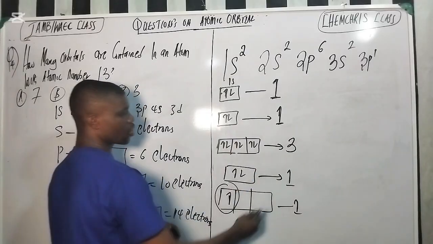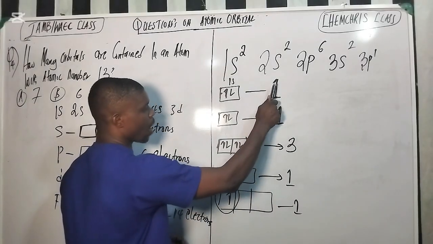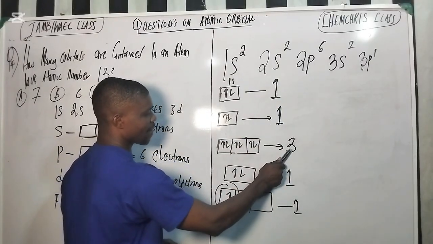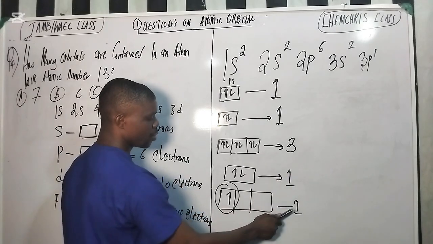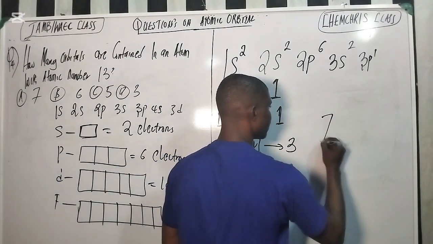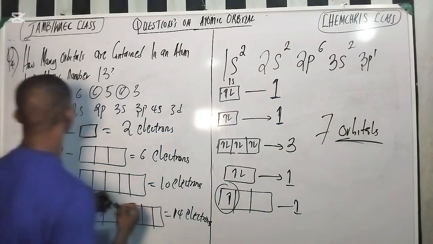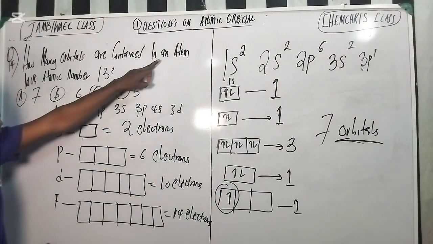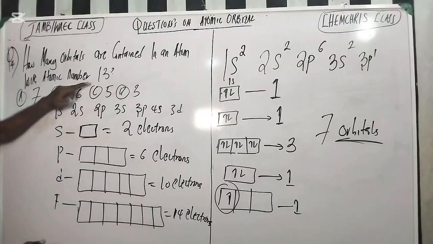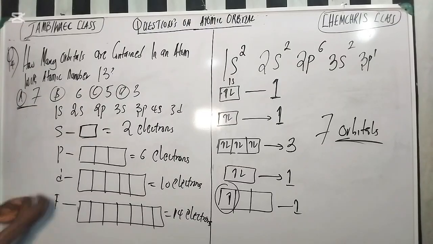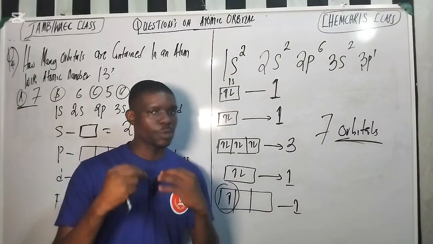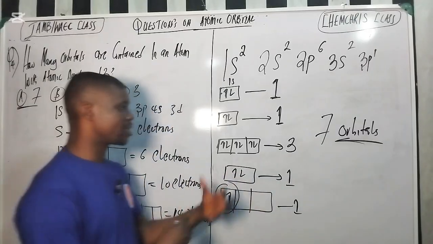So let's calculate it together. 1 plus 1, 2 plus 3, 5 plus 1, 6 plus 1, 7. So we have 7 orbitals. So how many orbitals are contained in an atom with atomic number 13? The answer is 7. So these are things you need to pay close attention to. You need to understand this concept very well.